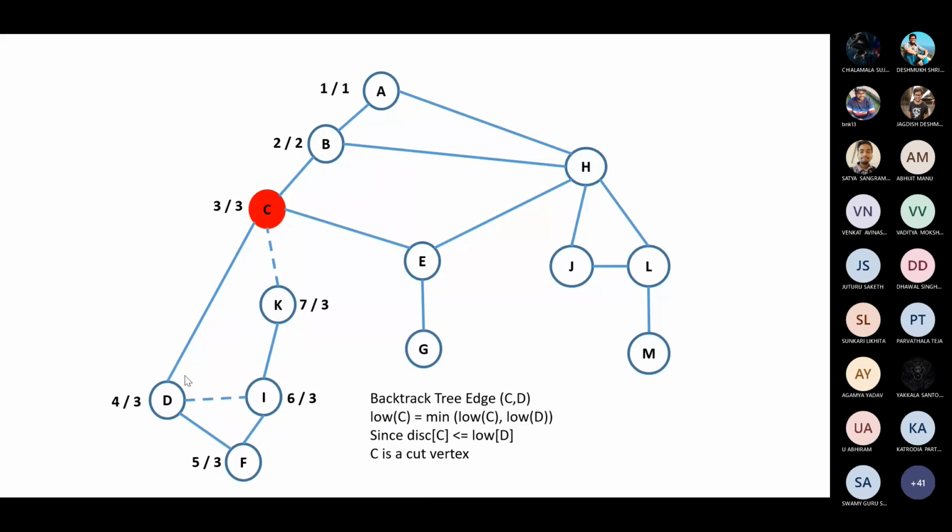But since discovery of C is less than or equal to low of D, it is a cut vertex. But since it is not strictly less than low of D, it cannot be a cut edge. So CD cannot be a cut edge. Now we go to E, 8 8. Now, what is the logic behind this?